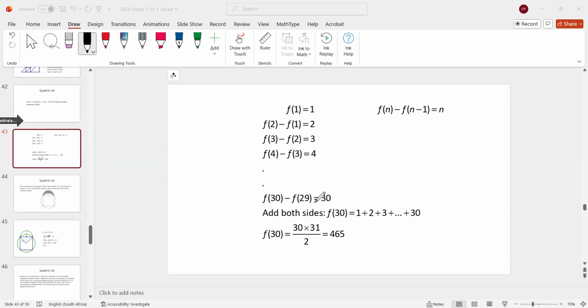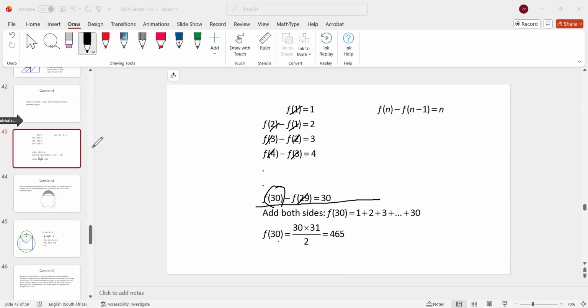So when I add all these numbers here, f of 1 cancels off with f of 1. F of 2, f of 3, f of 4, and f of 29 will evidently cancel off. So on the left-hand side, there's only one survivor. That is f of 30. And on the right-hand side, you got 1 plus 2 plus 3, all the way up to 30. This is what we saw earlier on. Okay? And that answer is 465.